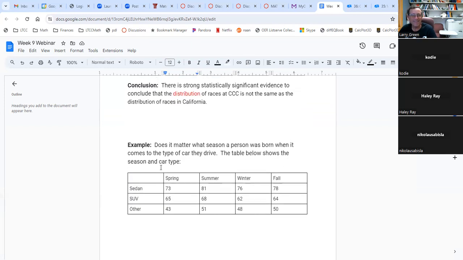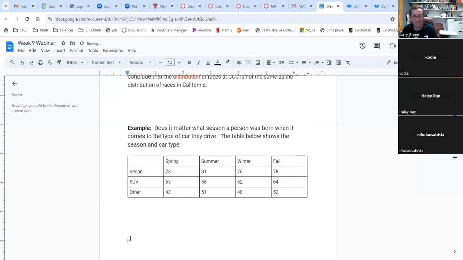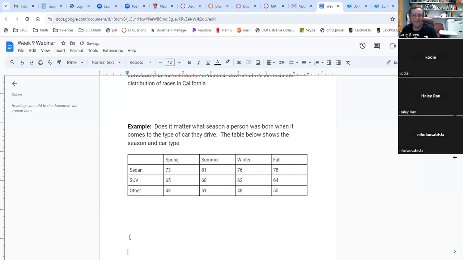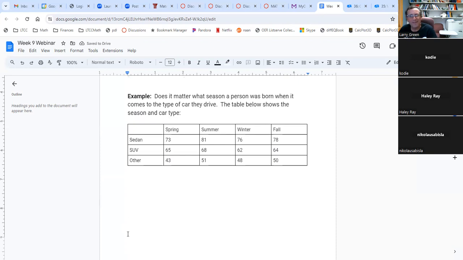All right, so here's the next question. Does it matter what season a person was born when it comes to the type of car they drive? The table below shows the season and car type. So what do you think? Do you think it matters? If you were told what season someone was born in, spring, summer, winter, or fall, would you have an idea of what their car might be?